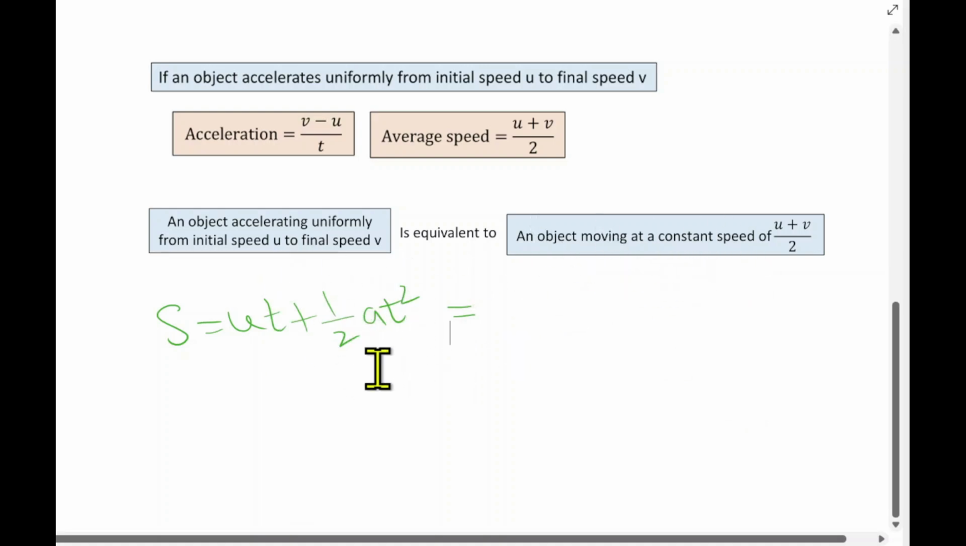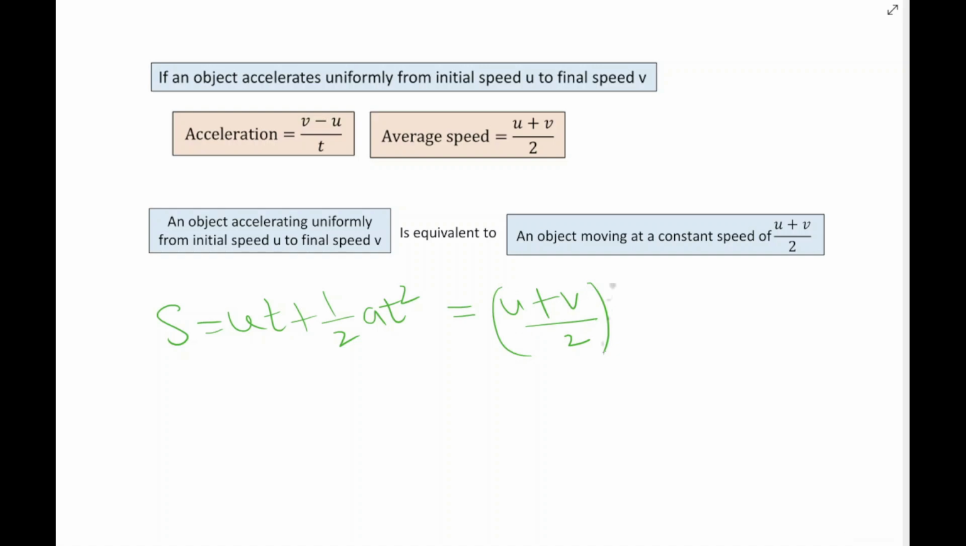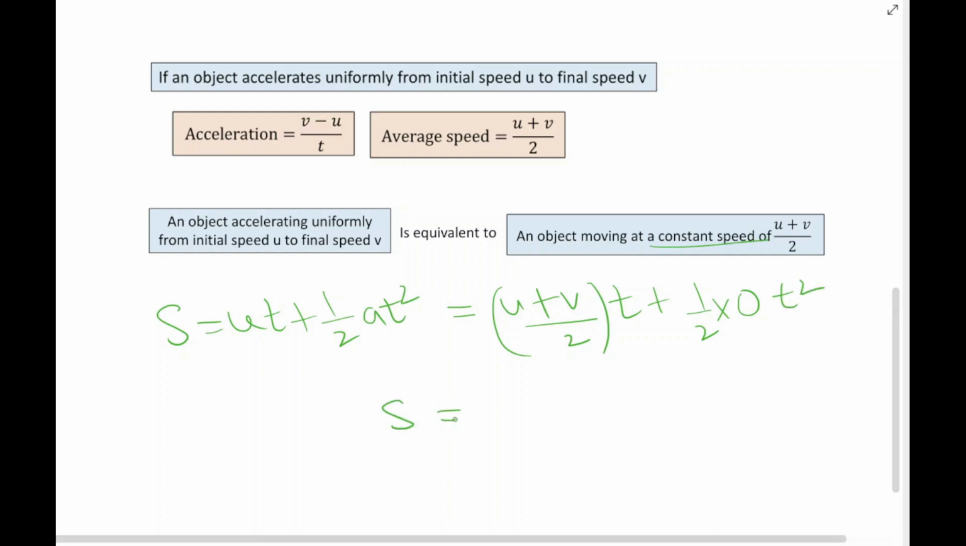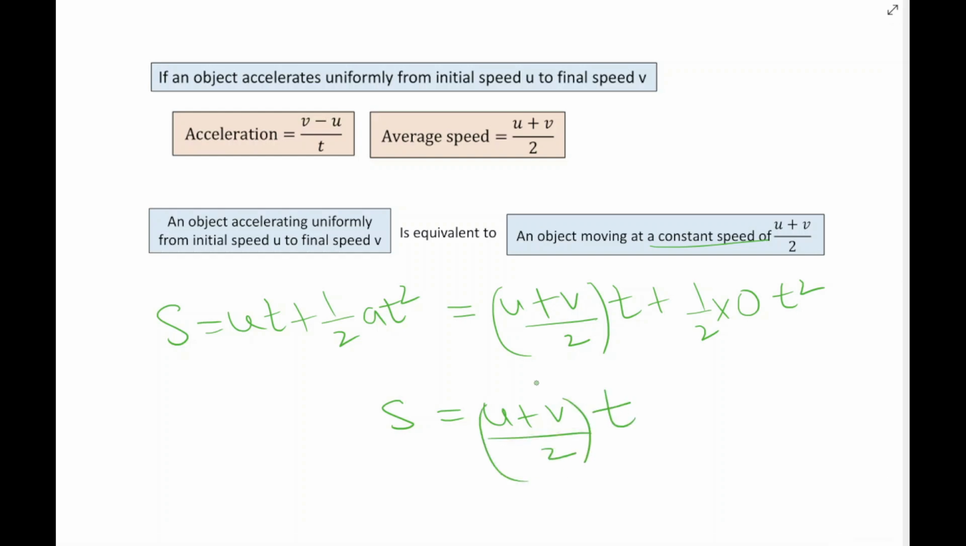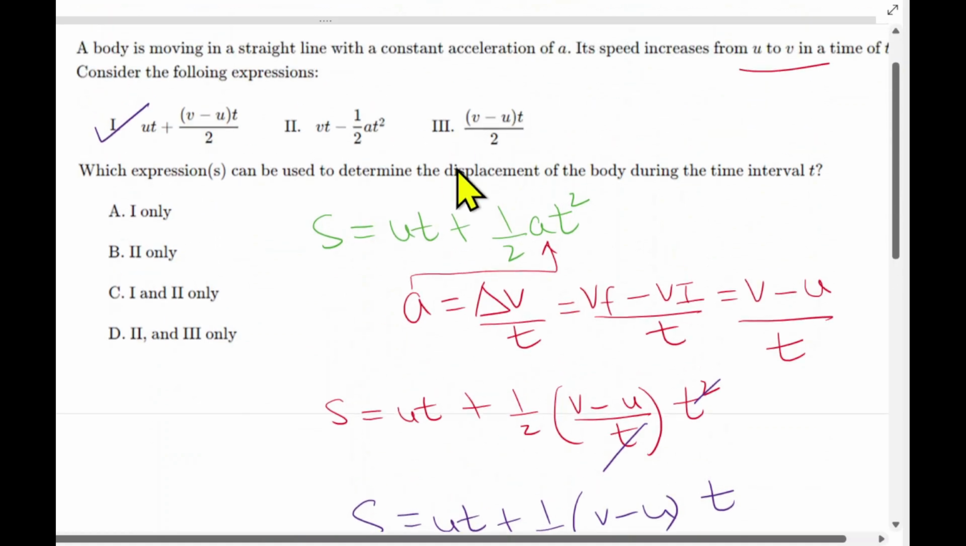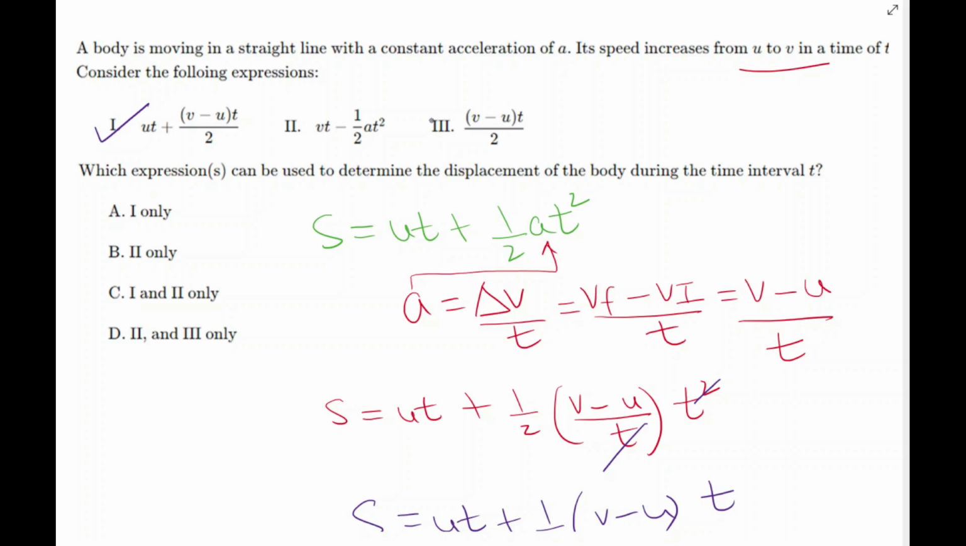So the value of acceleration will be 0. So this expression will be gone. But instead of u, we will write down this constant speed which is u plus v by 2. So let us replace the velocity with u plus v divided by 2 multiplied by time, and the acceleration is 0 because it is traveling at a constant speed. So the final expression for s will be u plus v divided by 2 multiplied by time. And now if I go back to statement number 3, we have a subtraction minus sign in the middle. And that is why statement 3 is definitely wrong.